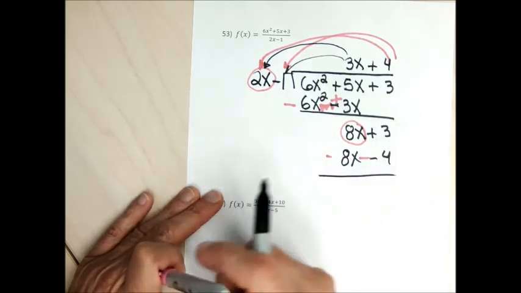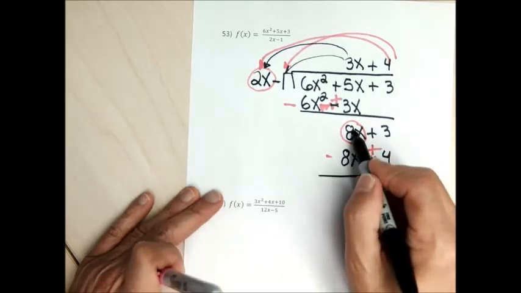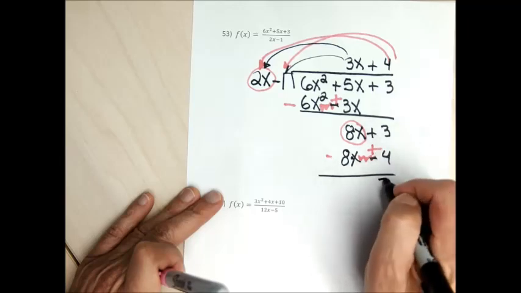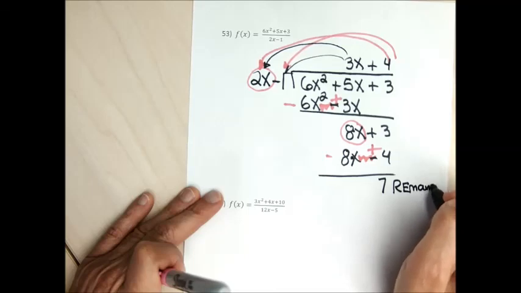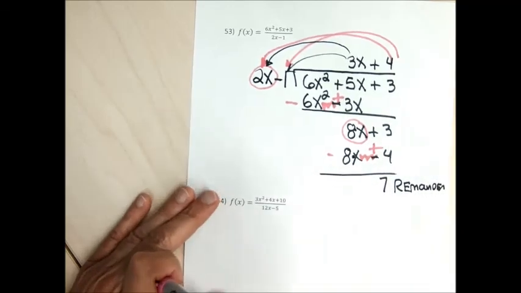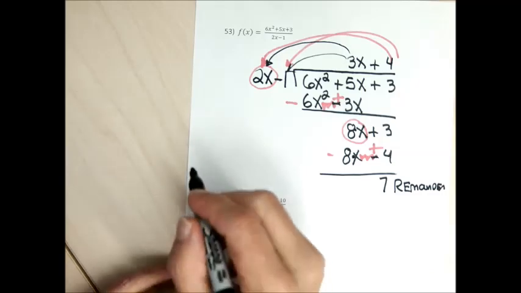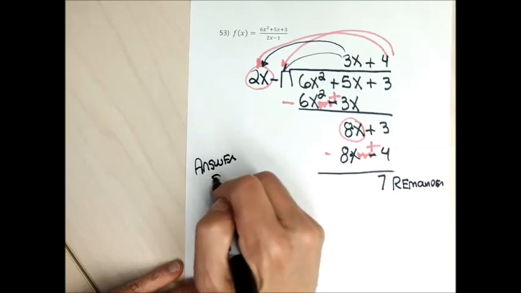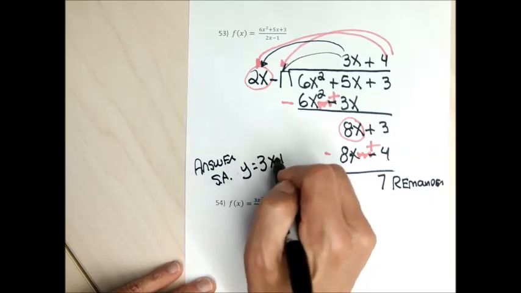The second subtraction produced a double negative, and double negatives I turn into pluses. Here the subtraction 8x minus 8x, the 8x's cancel. 3 plus 4 is 7. This is my remainder. And when we go to find slant asymptotes, the result of the long division or synthetic division, without the remainder, is the slant asymptote. So my answer for problem 53, the slant asymptote, is going to have the equation y equals 3x plus 4.